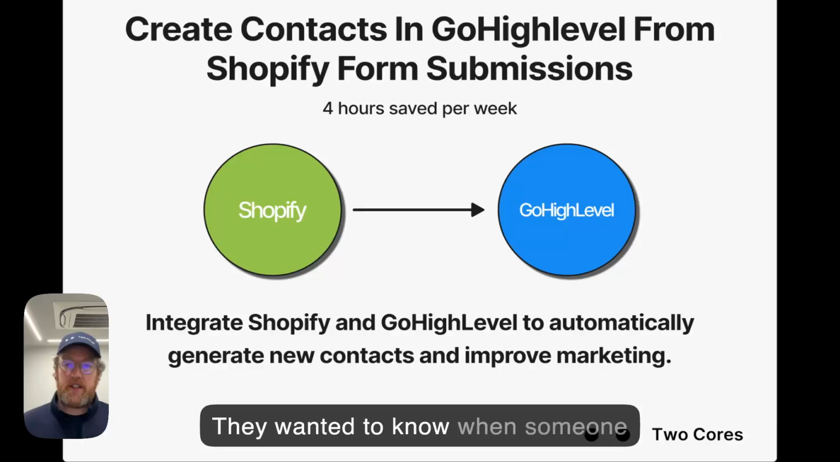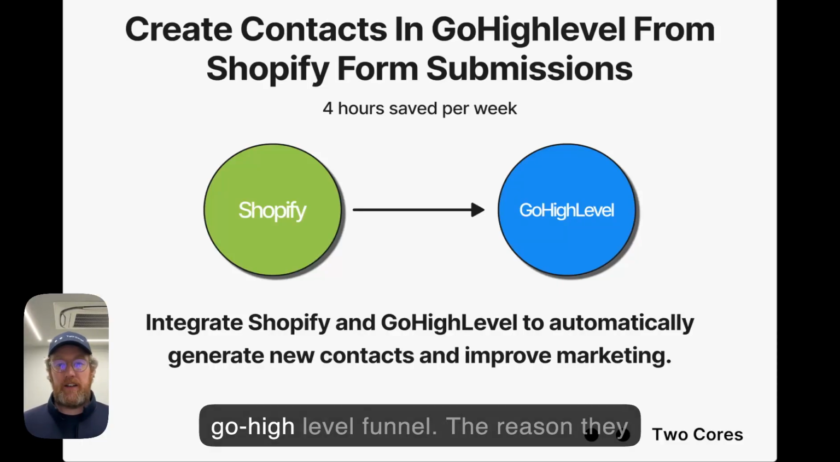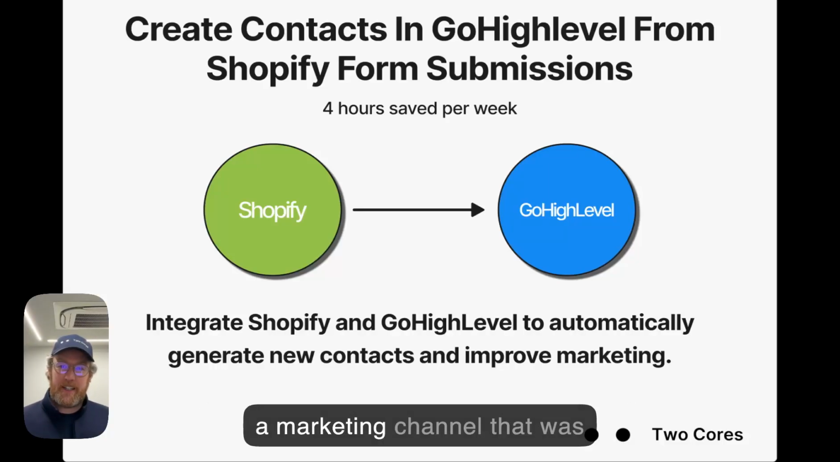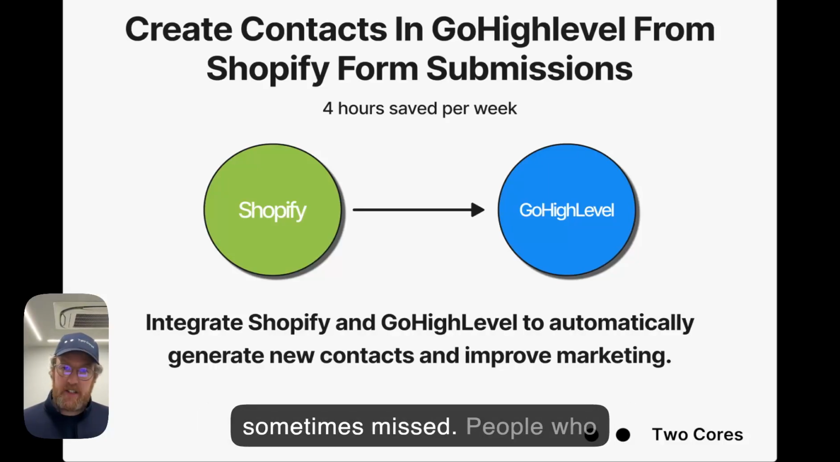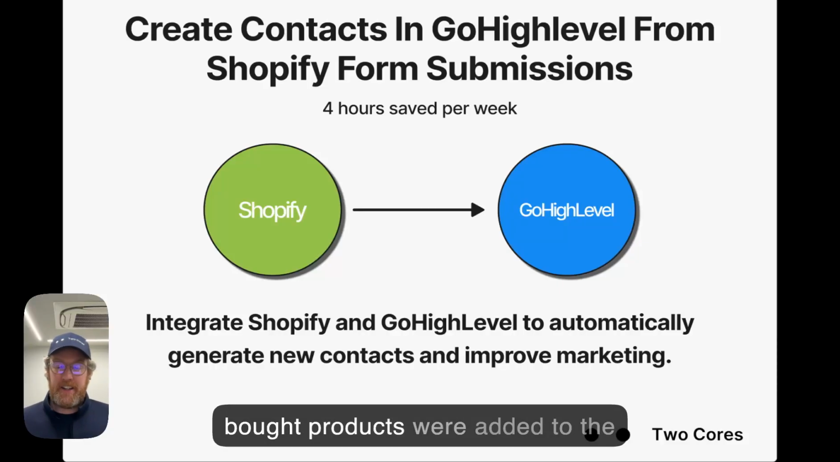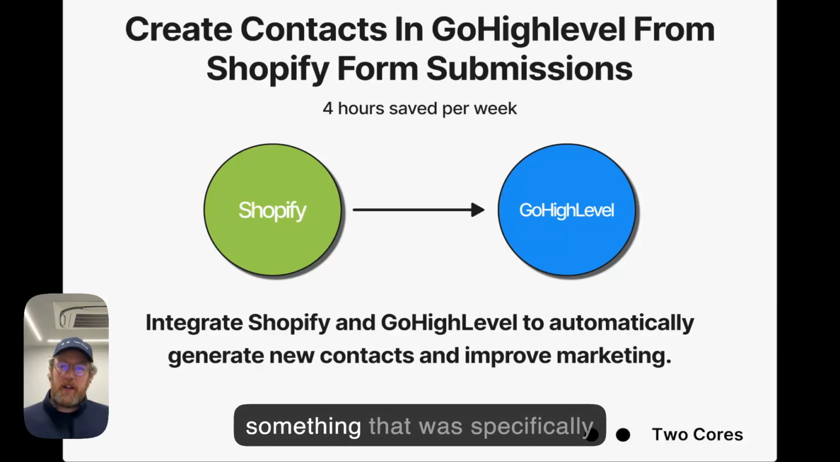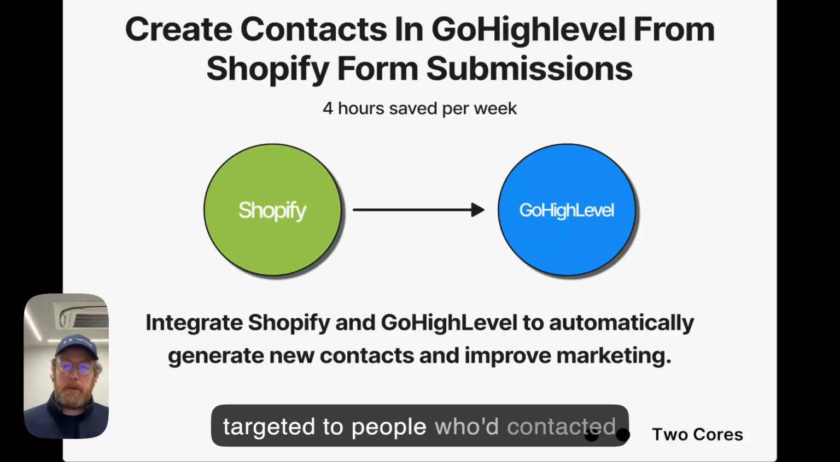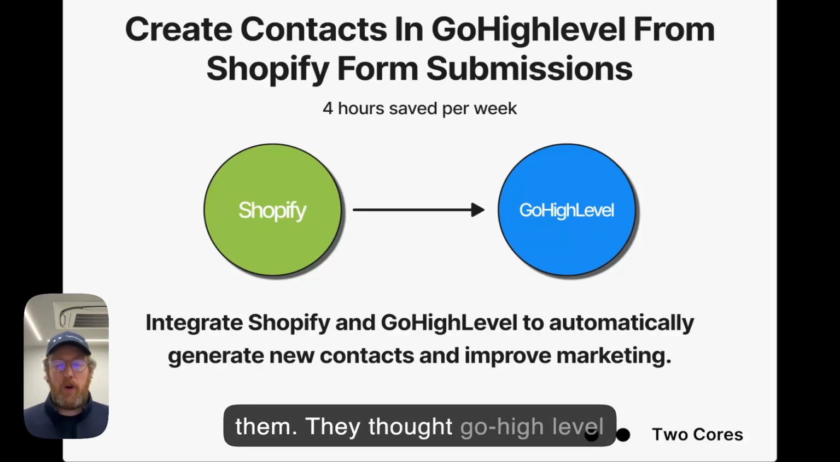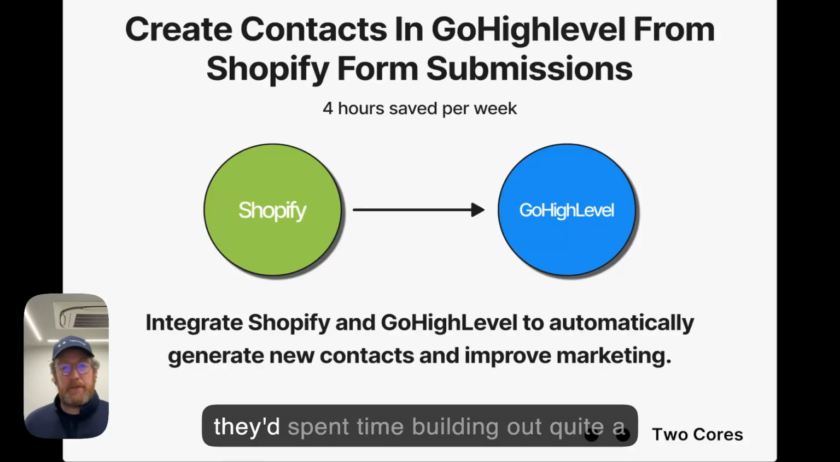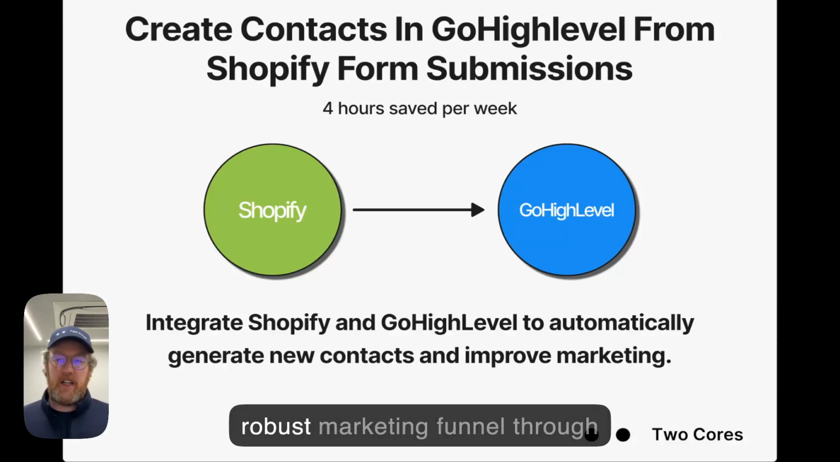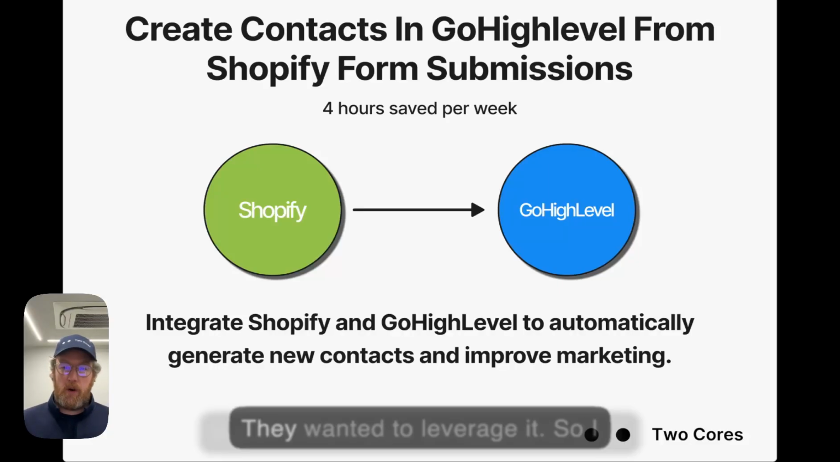They wanted to know when someone filled that out, and they wanted them immediately to be put into the GoHighLevel funnel. The reason they wanted to do this is because this was a marketing channel that was sometimes missed. People who bought products were added to the marketing funnel through Shopify. However, what they wanted is something that was specifically targeted at people who'd contacted them. And they thought GoHighLevel was the best way to do this because they'd spent time building out quite a robust marketing funnel through there. They'd paid an agency to do it, they wanted to leverage it.